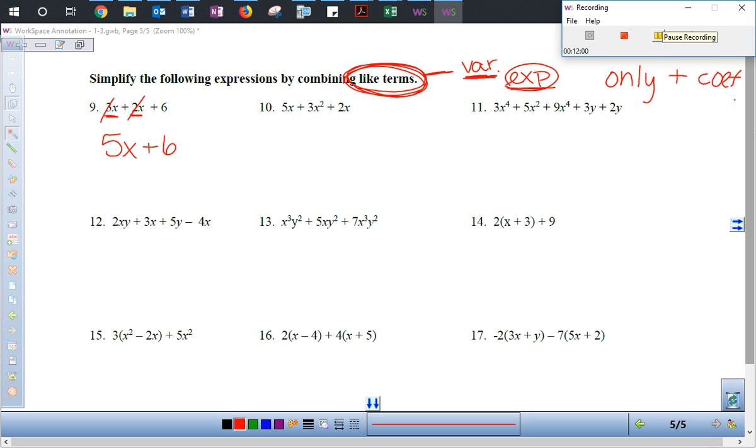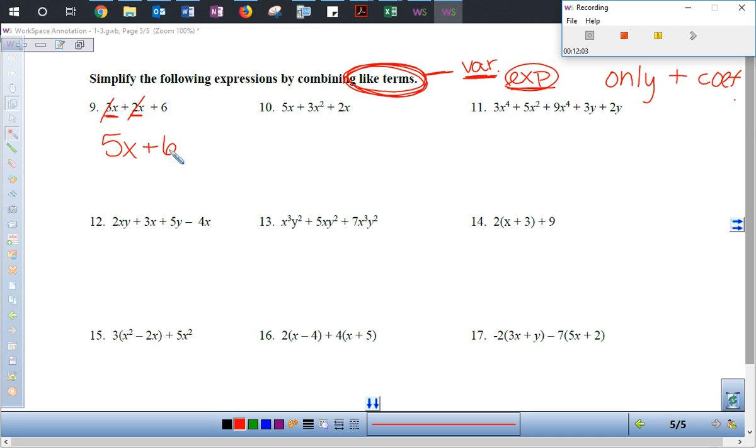Now when it comes to order, it doesn't really matter what order these are in, but for the future of the year, to keep this all kind of on the same page, we like to put it in order from highest exponent to lowest exponent. So this has an x to the first power and this has no variable, so I like my terms with the variables to come first.